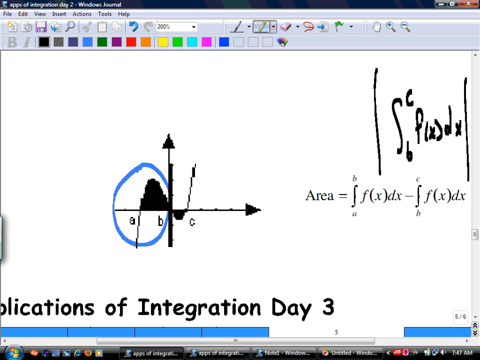So, yeah, we're talking about total area, not net area. Net area, I would just do the antiderivative from A to C and be done with it. Right? Net, I would just do this. Total, you have to stop at B. Have to.